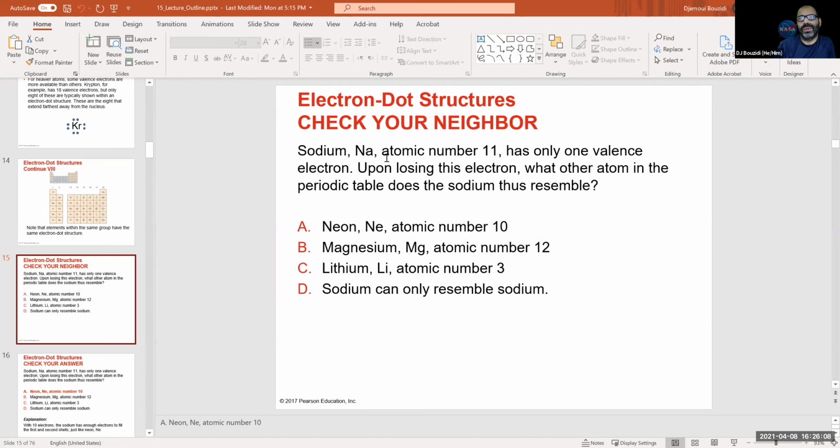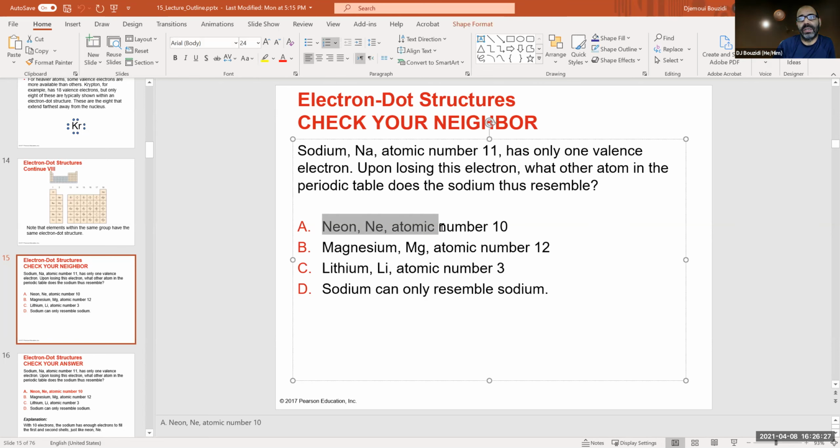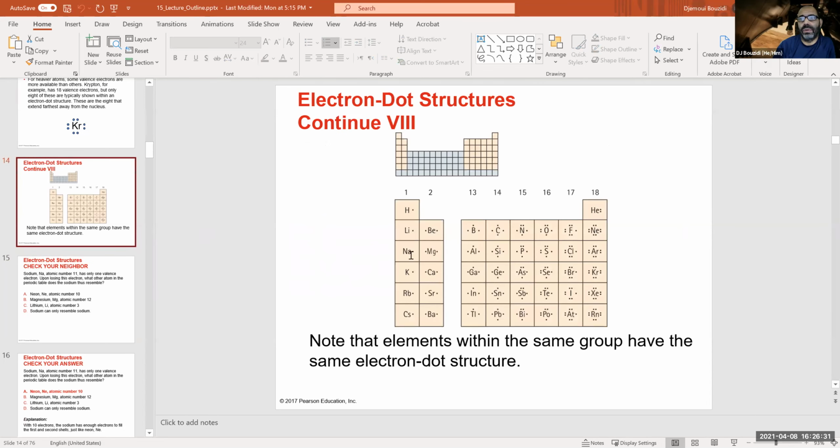I mentioned this. Sodium, atomic number 11, that means it has 11 electrons, has only 1 valence electron because the 10 of them are already basically full in everything else. So the next energy level is actually 3s1. Upon losing this electron, what other atom in the periodic table does the sodium resemble? Obviously, it's going to resemble neon. Okay. So if you lose 1, you're back here.